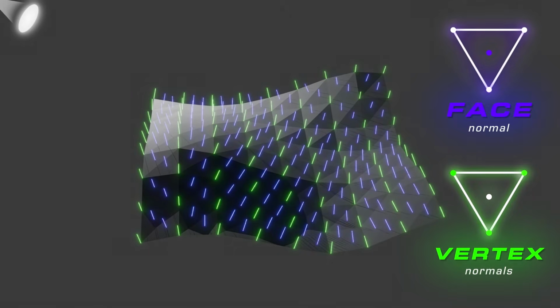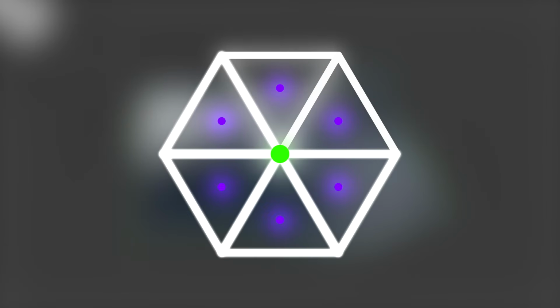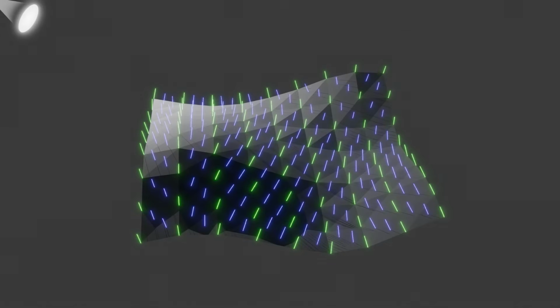Lighting depends on normals. There are two types of normals: face normals and vertex normals. In this case, we need vertex normals. A vertex normal is just the average of all surrounding face normals. But look at vertices at the edge of the chunk. On the other side there are no polygons, so the normals there end up being wrong.